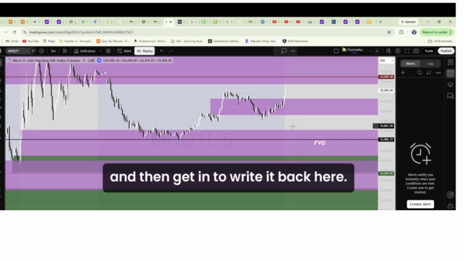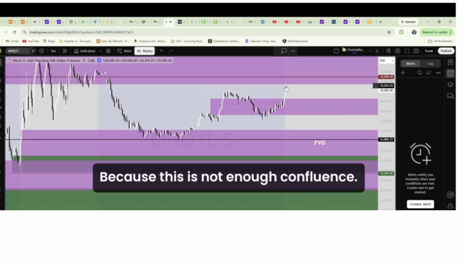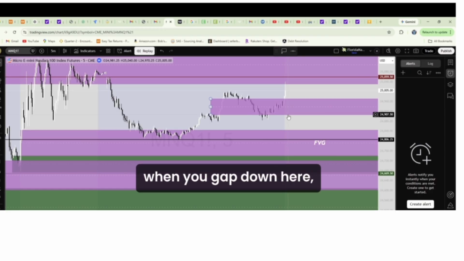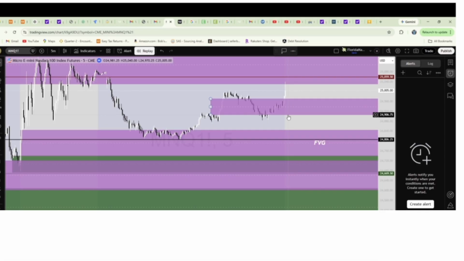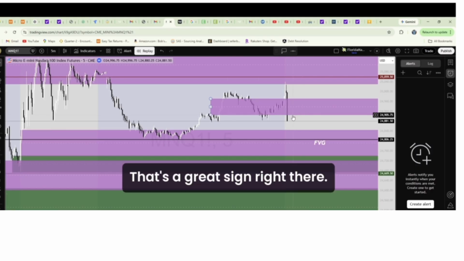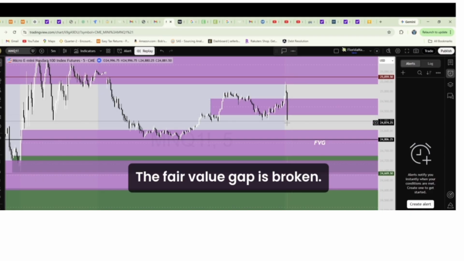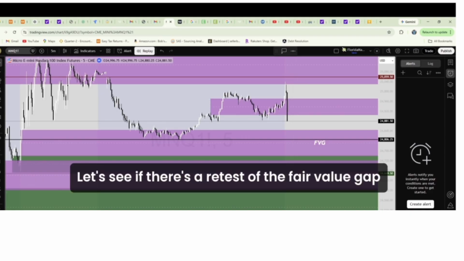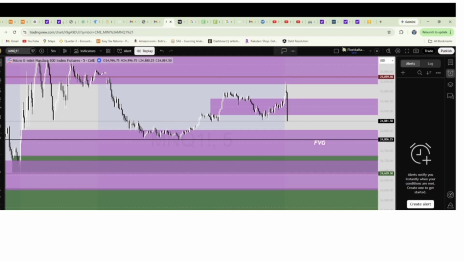and then get to ride it back here, because this is not enough confluence. So for it to break this fair value gap down here, then take it down. Okay, let's see what happens. Boom. That's a great sign right there. The fair value gap is broken. Let's see, there's a retest of the fair value gap that we can take. There we go.